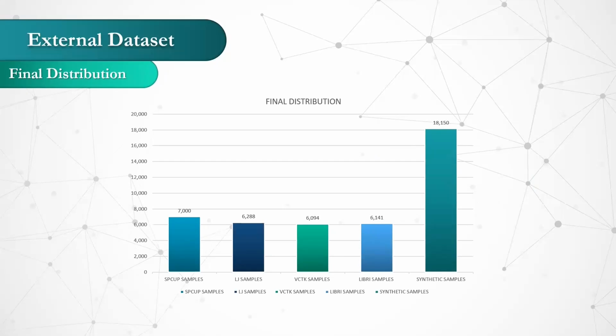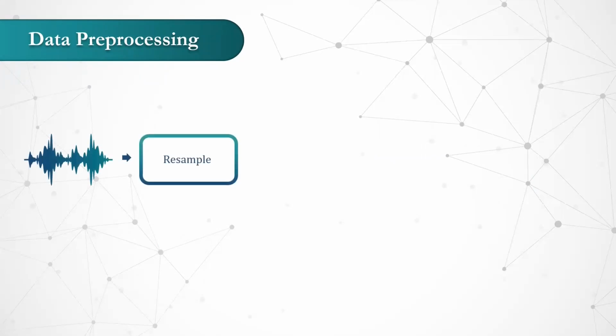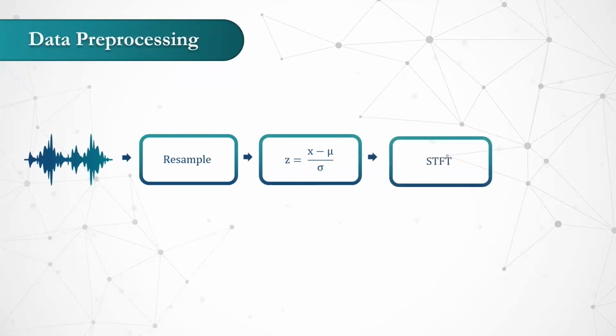Let's move to the data pre-processing part. Before feeding data to our models, all data has been pre-processed using the following steps. At first, audio data is resampled to have a 16K sample rate. Then audio data is normalized using Z normalization. Finally, audio data is converted to Mel spectrogram using short time Fourier transform.